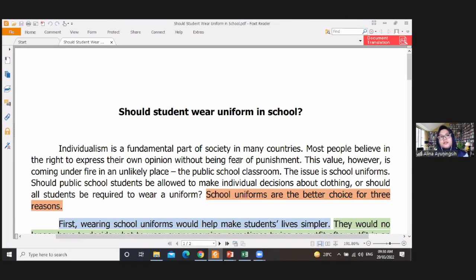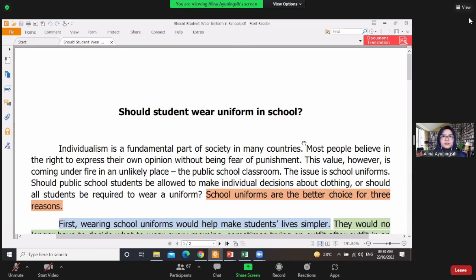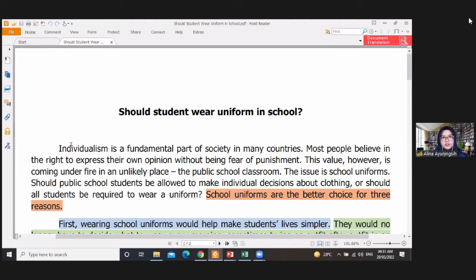Right, so this is the student argumentative essay, including the refutation. So this is very familiar in our daily life for the topic. The title is Should Students Wear Uniform in School? So the no highlighting color is the general statement or the background information of the topic.